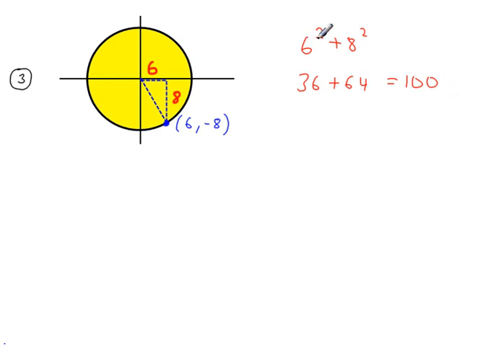Okay, x squared plus y squared equals r squared. That's the radius squared. So the equation of the circle is x squared plus y squared is equal to the radius squared, which is equal to 100.